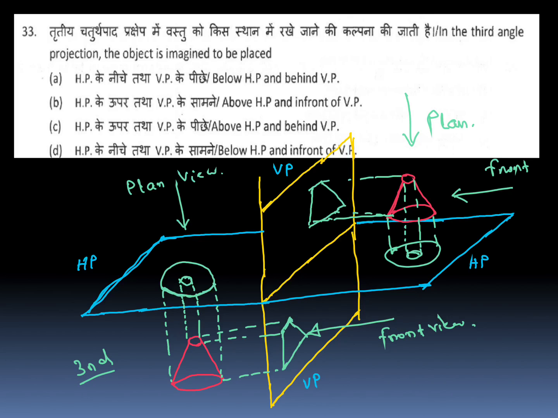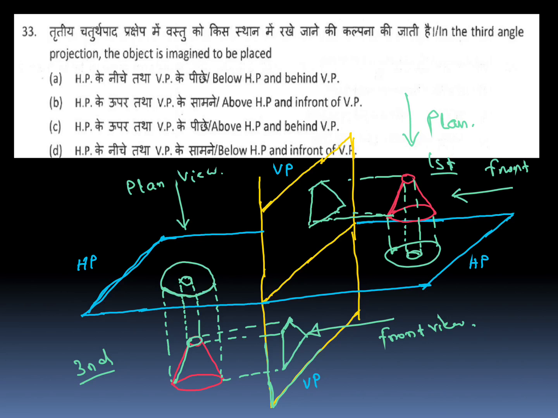For third angle projection, the object is imagined to be placed, the object is this one in red color, below the horizontal plane and behind the vertical plane. This plane is your vertical plane. Behind the vertical plane the object is there, and it's below the horizontal plane. So, below the horizontal plane and behind the vertical plane, A is your answer.